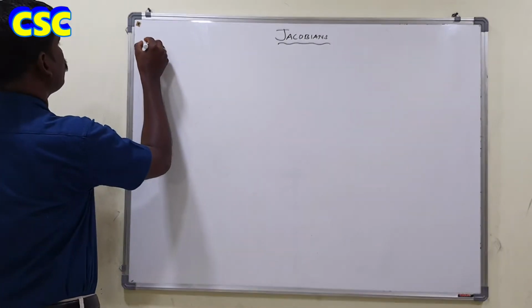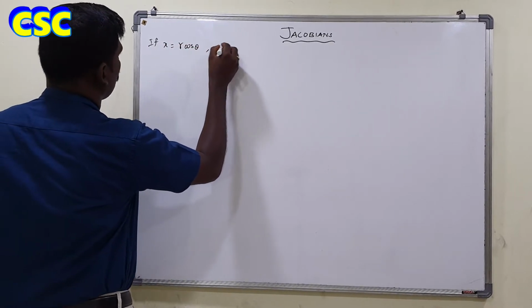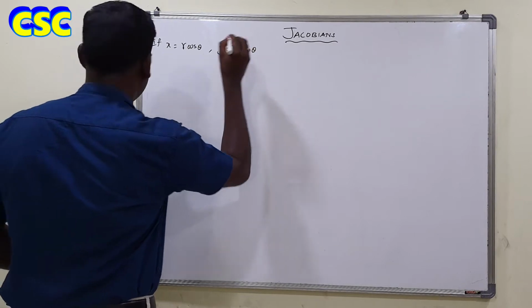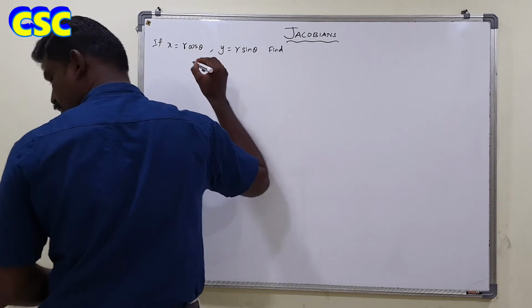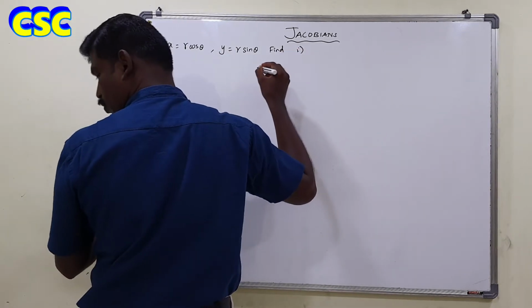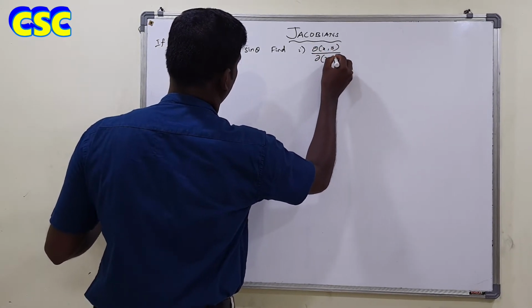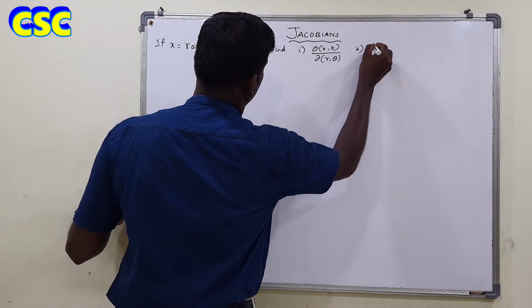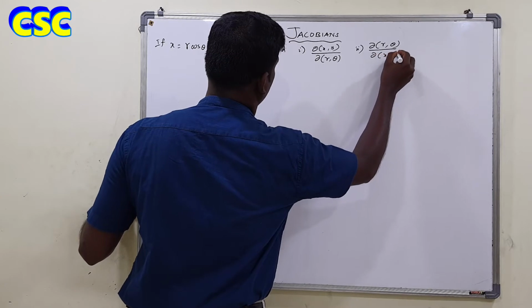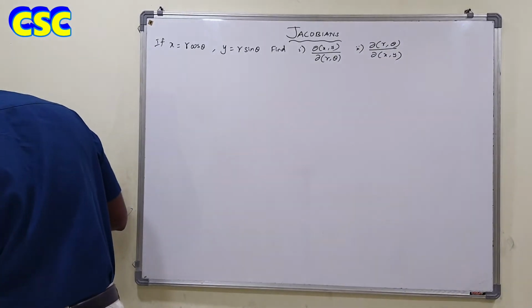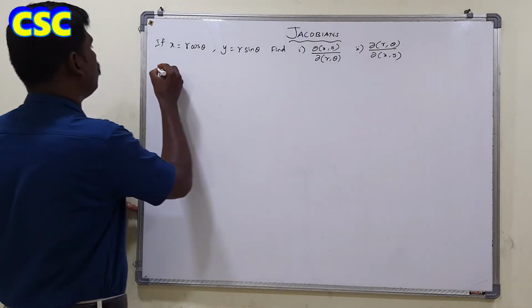If x is equal to r cos theta, y is equal to r sin theta, find first, ∂(x,y)/∂(r,θ), and second, ∂(r,θ)/∂(x,y). Right? Next, solution.